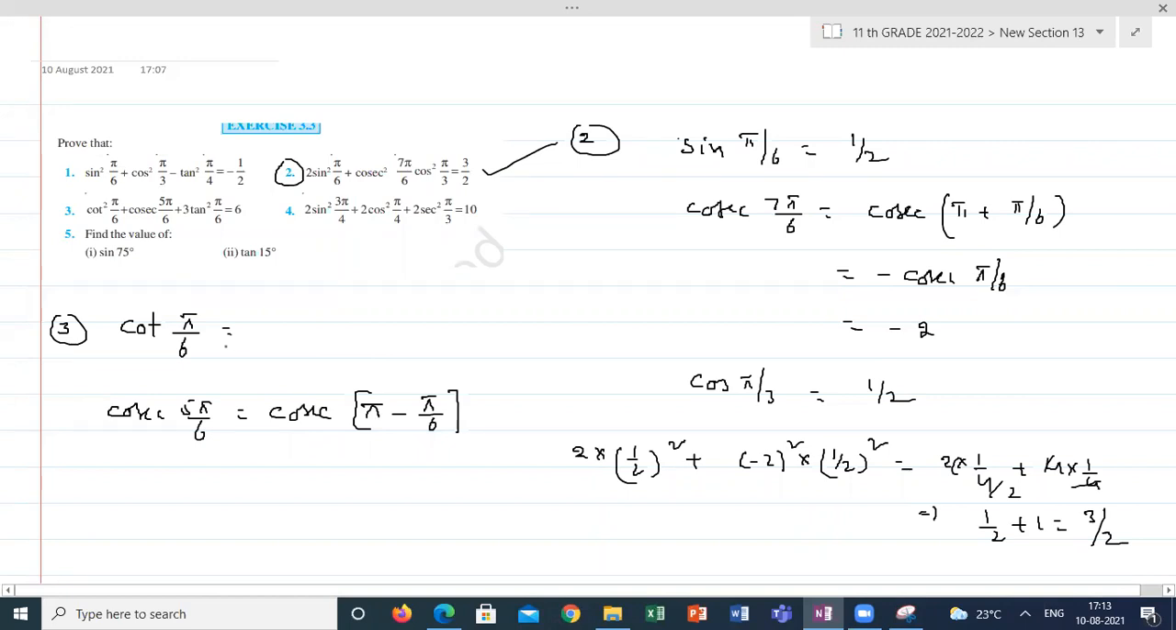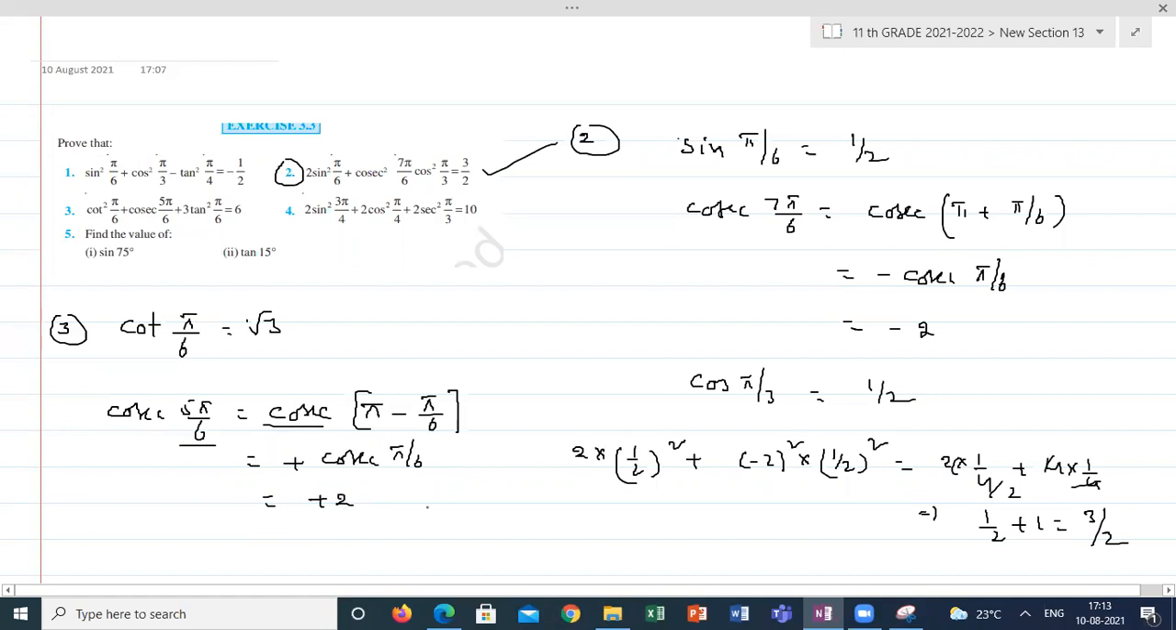Guys, can someone give the cot pi by 6? Root 3, sir. So cosecant 5 pi by 6 can be written as pi minus pi by 6. This is in the second quadrant. In the second quadrant, cosecant is positive. So this will be cosecant pi by 6. The value of cosecant pi by 6 is plus 2.